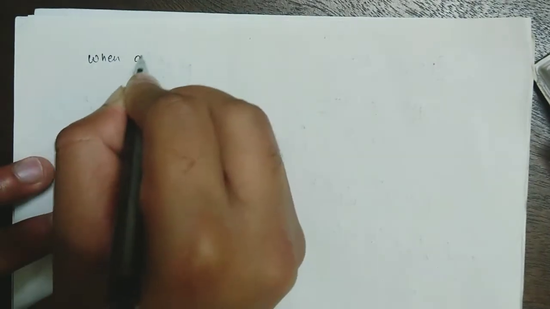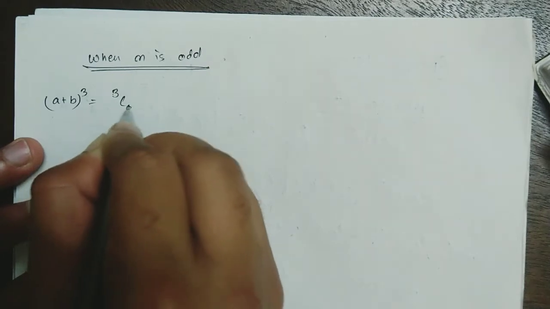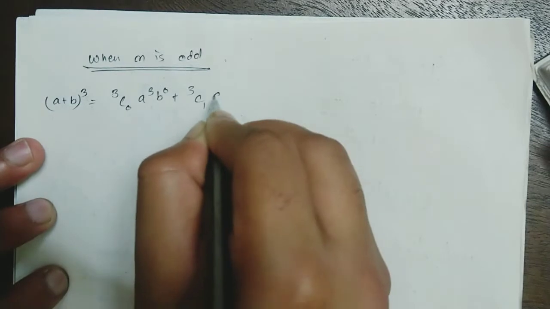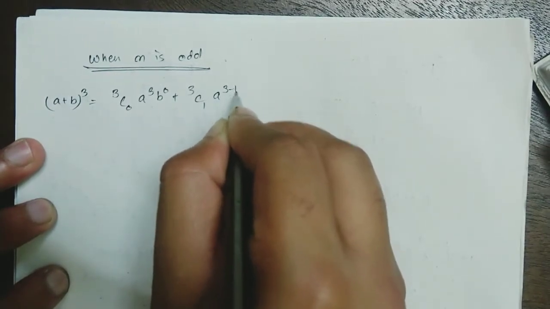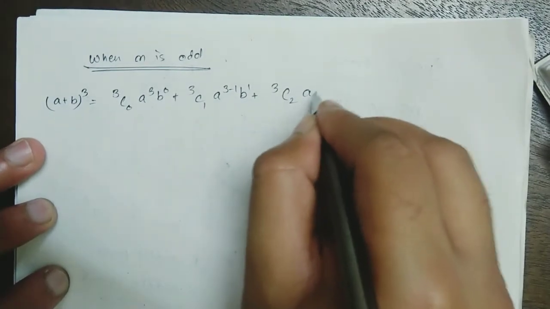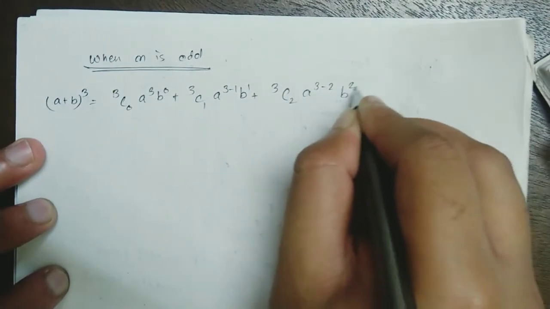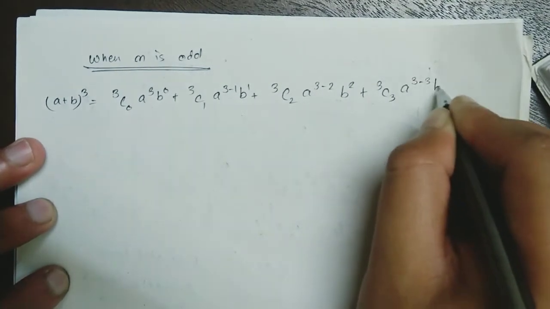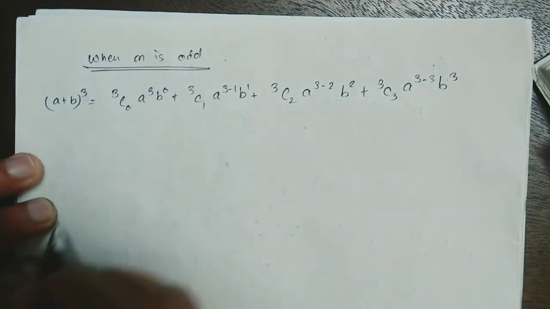Let's write down when n is odd. আমরা এখানে দুটো এক্সপ্রেশন লিখব: (a plus b) whole cube = 3c0 a cube b0 plus 3c1 a to the power 3 minus 1 b1 plus 3c2 a to the power 3 minus 2 b square plus 3c3 a to the power 3 minus 3 b cube, okay.